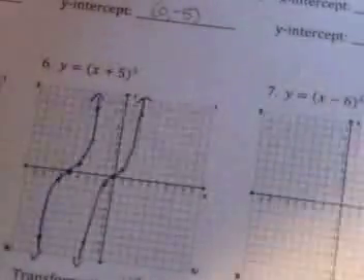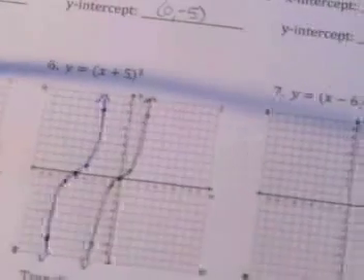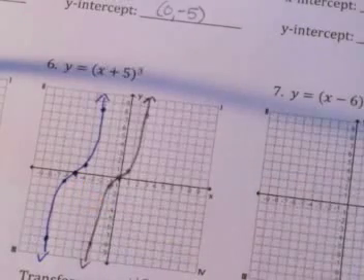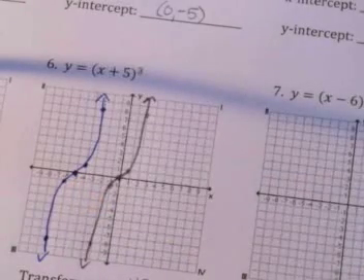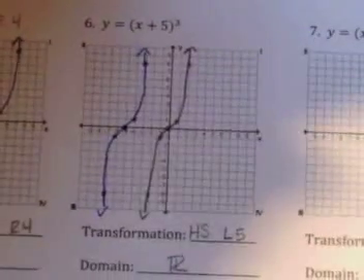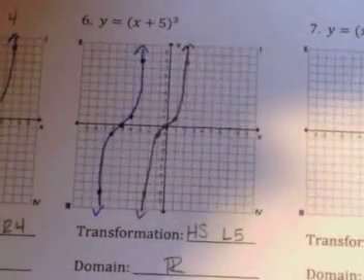But I believe I can see my x-intercept. If I look at this graph, my x-intercept just shifted to the left 5. So my x-intercept becomes negative 5, 0. So that's it for shifting functions.